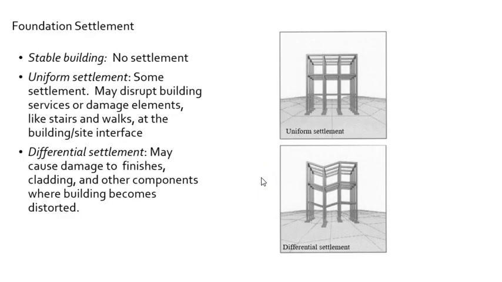Foundation settlement is a problem. So a stable building has no settlement. The first image at the top here depicts uniform settlement, and the bottom differential settlement. So uniform settlement may disrupt surfaces or damage some areas like stairs or walks. But differential settlement is the one that's probably more common and more destructive, actually. So finishes and cladding components become distorted, essentially, and that's what this image clearly depicts.